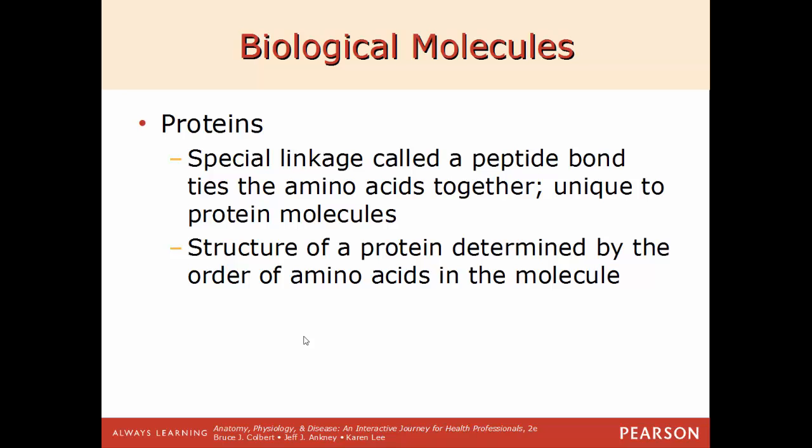The overall structure of a protein is determined by the order of the amino acids within the DNA. And the function of an individual protein will be determined by its shape. Some proteins are very simple, some are very, very complex. But all proteins, how they're shaped and what their functions are, will be determined by the order of individual amino acids found in the DNA.